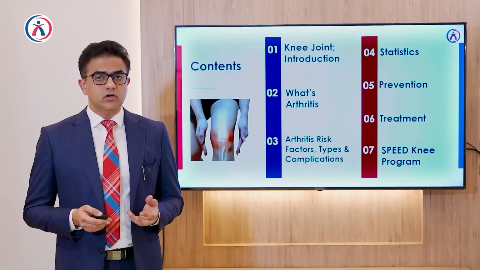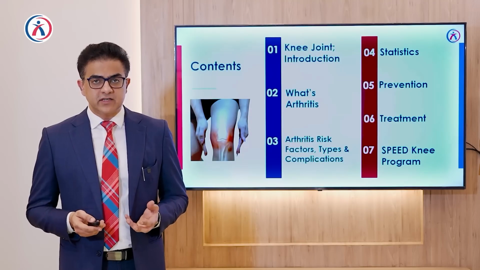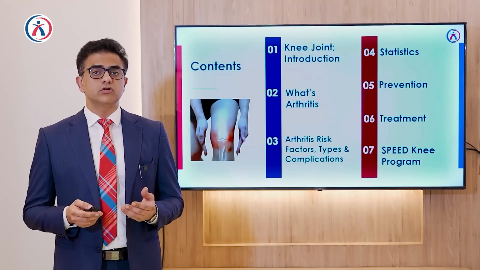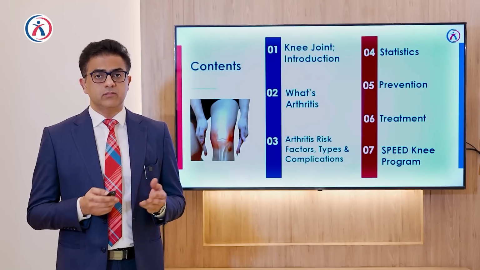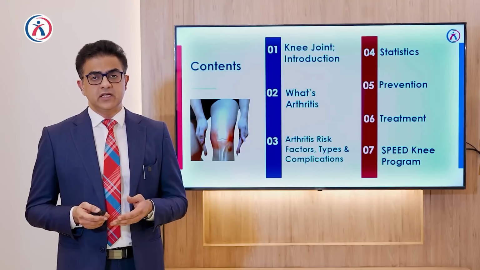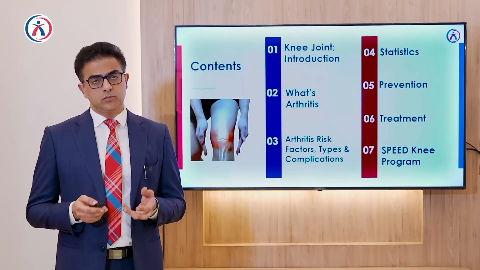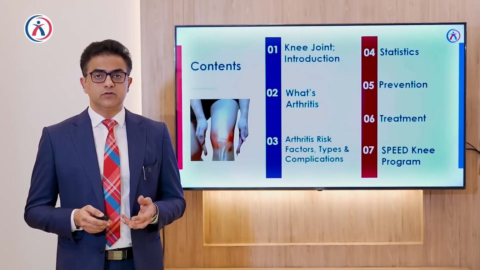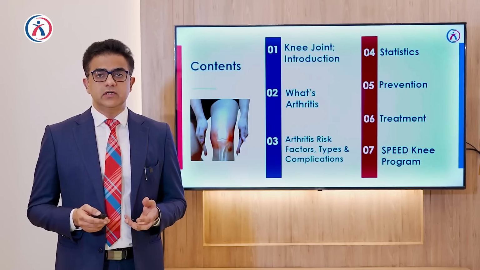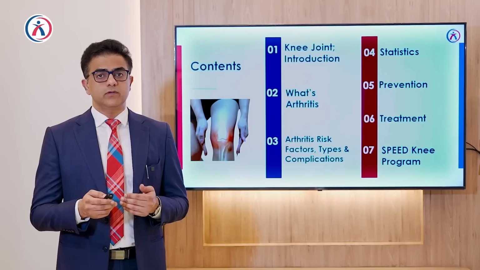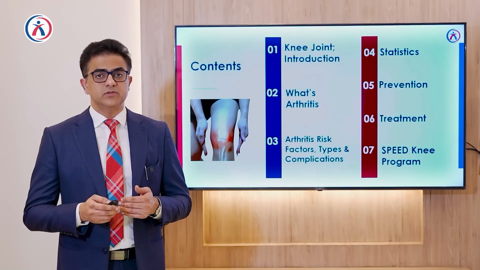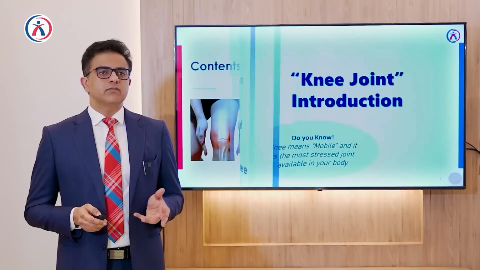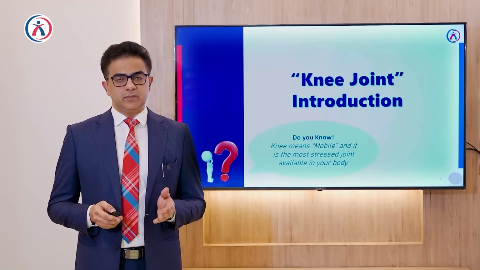Then we are going to focus on some preventive and treatment strategies which are very essential to prevent the disease and also to reduce the progression of the arthritis from a simple stage to a complex stage. And last but not the least, we are going to talk about a very novel surgical program called the speed knee program, which focuses on providing end-to-end care in joint replacement surgery for those patients who are suffering from end-stage disease. So we'll start with something about the knee joint anatomy.